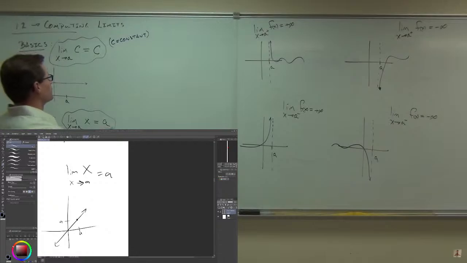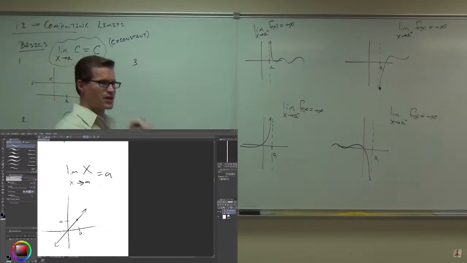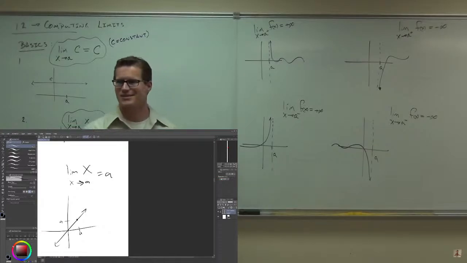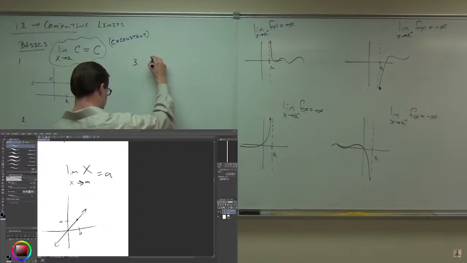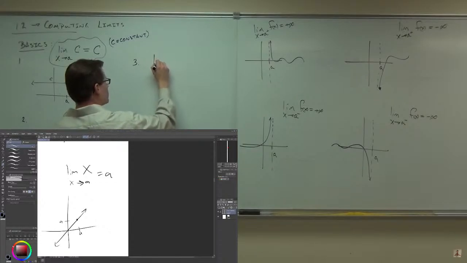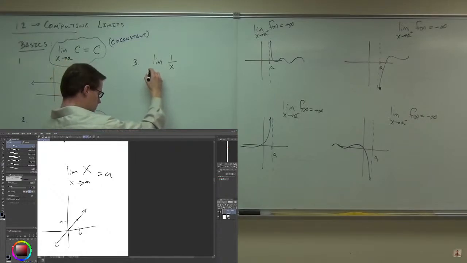Last one. Amazingly, with this stuff, we'll be able to do everything else. It's kind of cool. I'm just going to write this out because we just covered it a second ago.